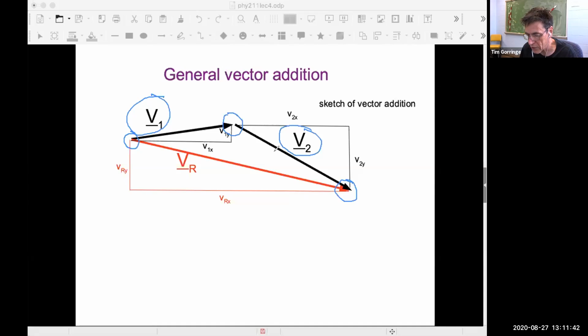Also, I've added on this picture the X and Y components of the vectors, both the vector V1, the vector V2, and also the resulting vector. I've sketched those horizontal components here. And those are going to be important in adding up these vectors.